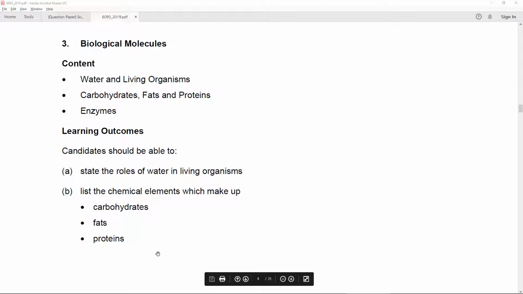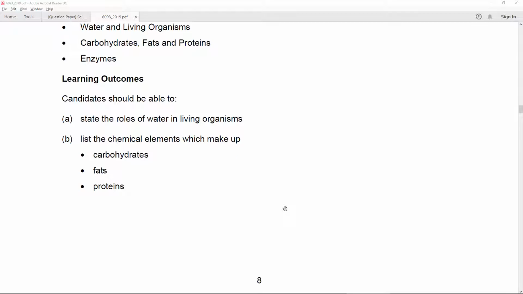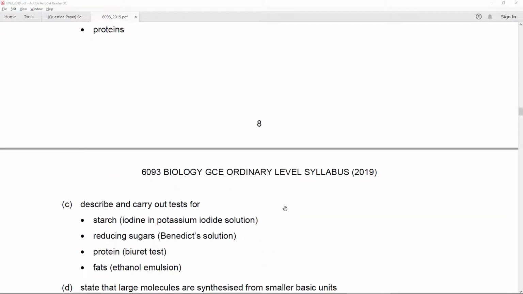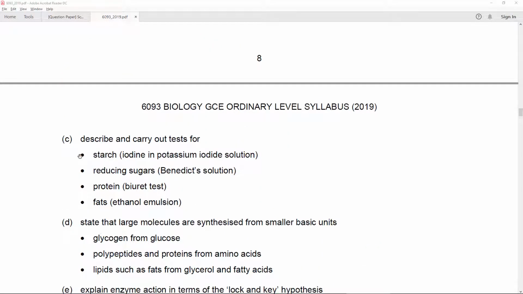Why I am showing you this document on the syllabus outcome is because I want you to take note of what you are expected to learn and the focus. So the focus here is you need to know the elements which make up these nutrients or biological molecules. Then next is the test for the following nutrients: starch, reducing sugar, protein and fats.